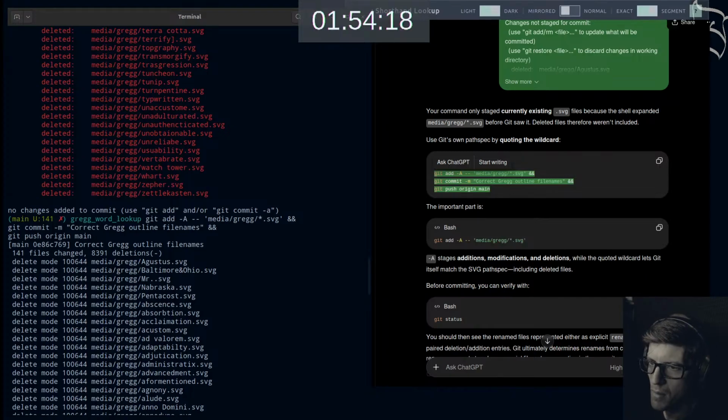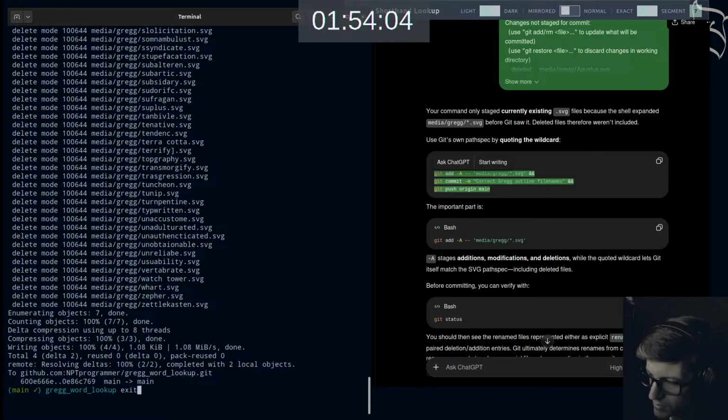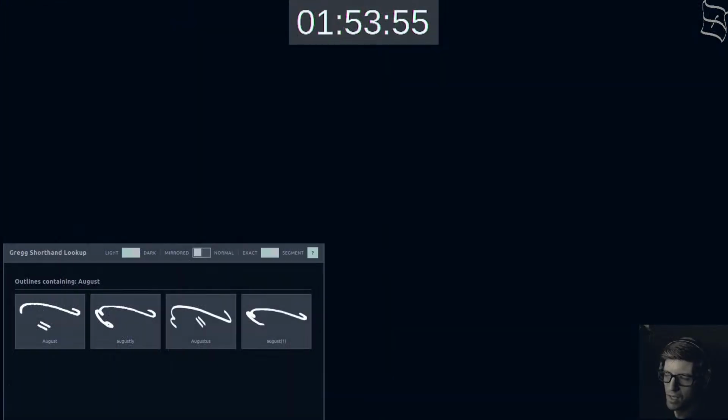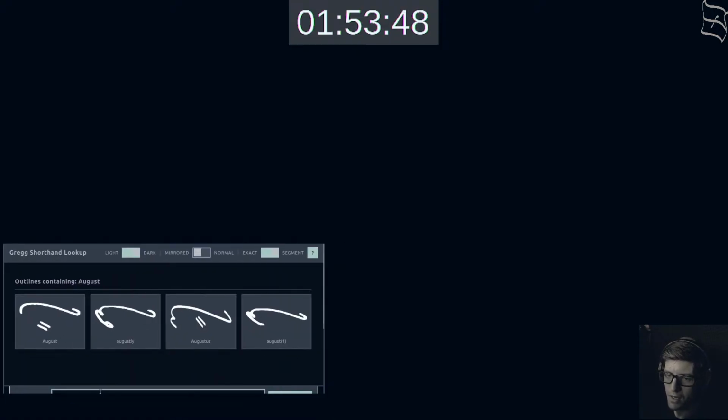Okay. So now we can actually go back to the work. So let's go ahead and close down the terminal. Exit. All right, and we can go ahead and close down ChatGPT and go back over here to mathematics. Okay, so let's go ahead and resize everything here. Put this right down there. So we have our Gregg word lookup ready to go.